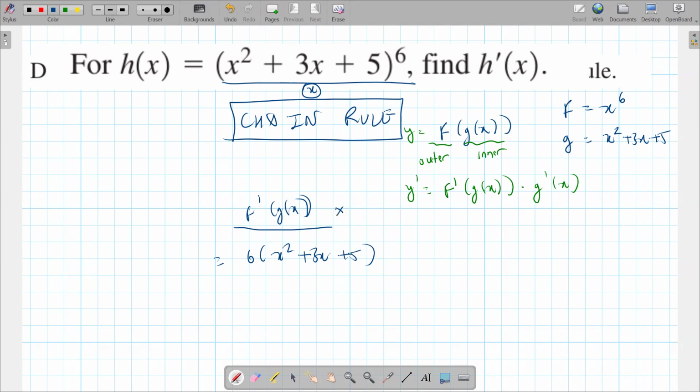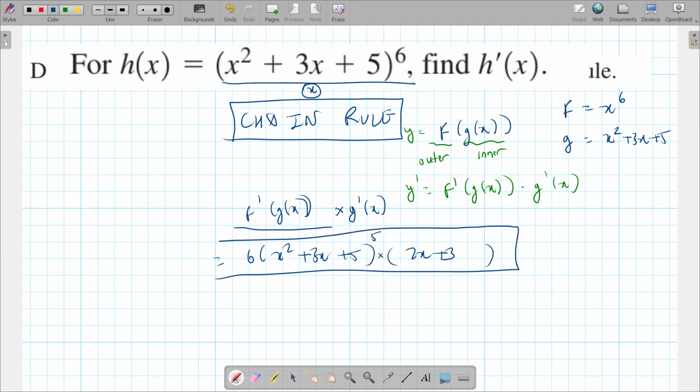And then we multiply this with the derivative of the inner function. So what do we multiply this with? It'll have two terms. It's a 2x plus 3. 2x plus 3. There we go. And that's chain rule. There's a power 5 here. And this is the chain rule. When you have an inner function and an outer function, that's what we would use. Okay?